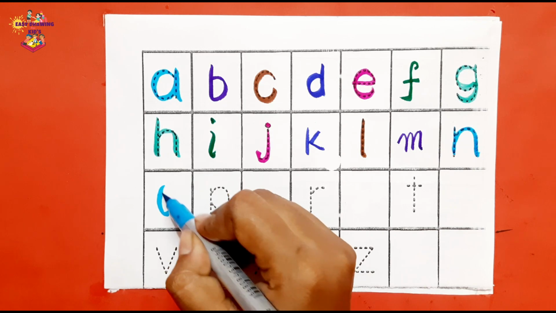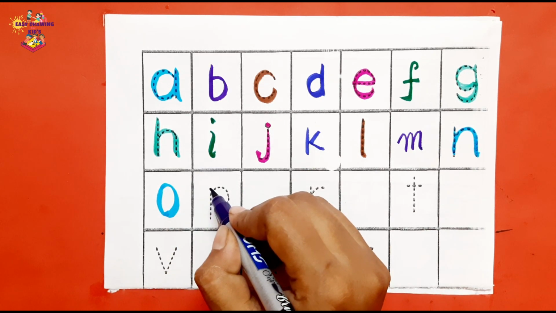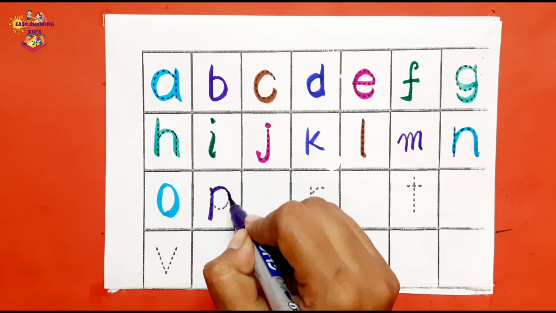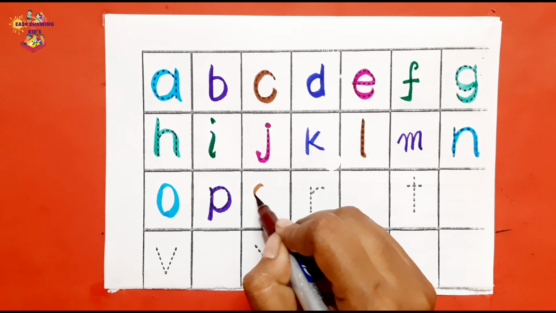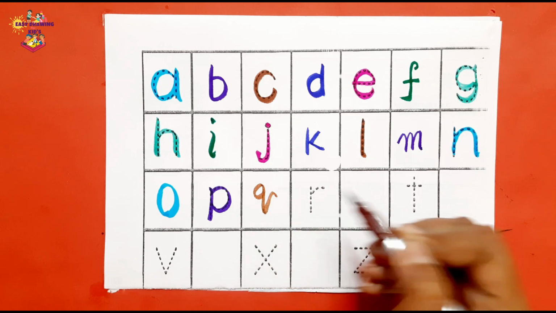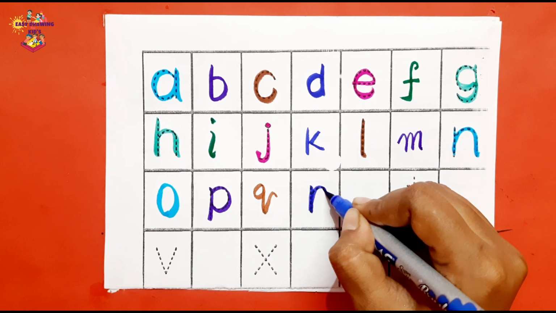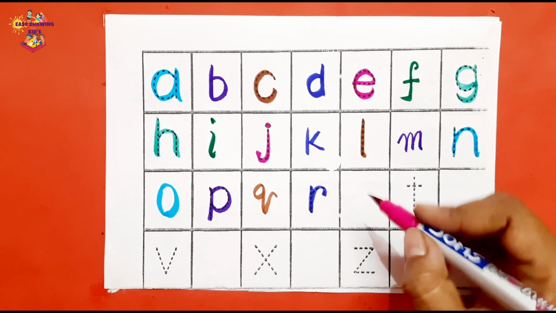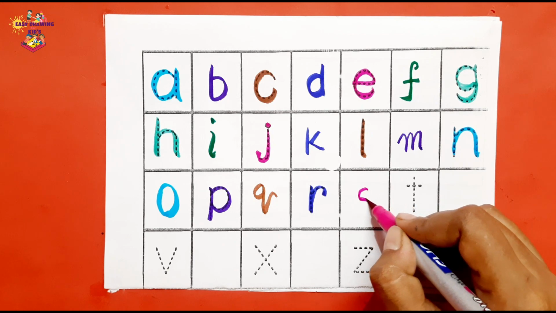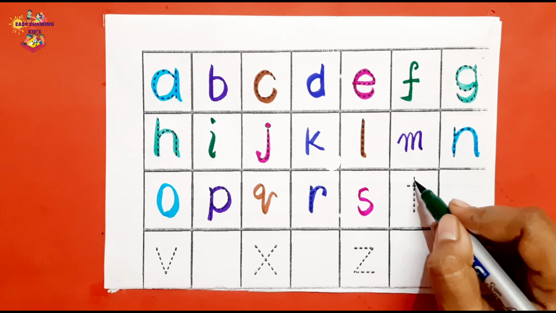O is for onion. P is for python. Brown color. Q is for squirrel. Blue color. R is for rose. Pink color. S is for sister. Green color.